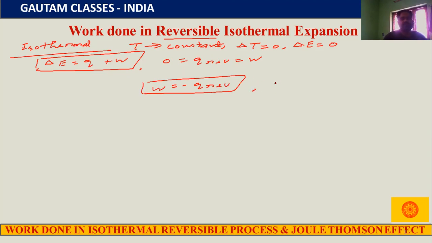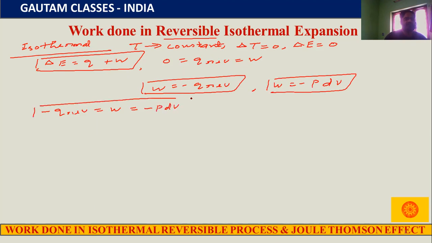What about the work done formula? Work done formula is minus P dV. So minus Q reversible, W is equal to what? Minus P dV. Now, that I am giving as equation number 1.